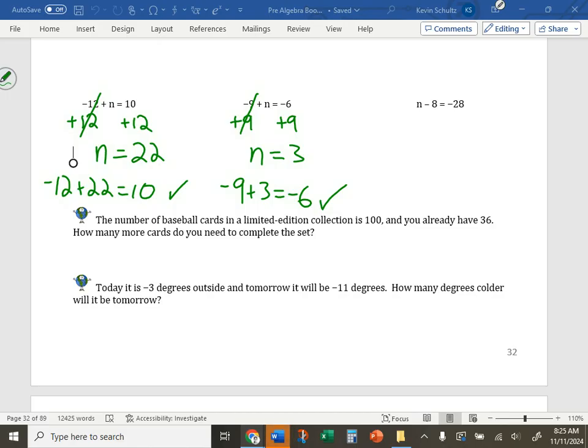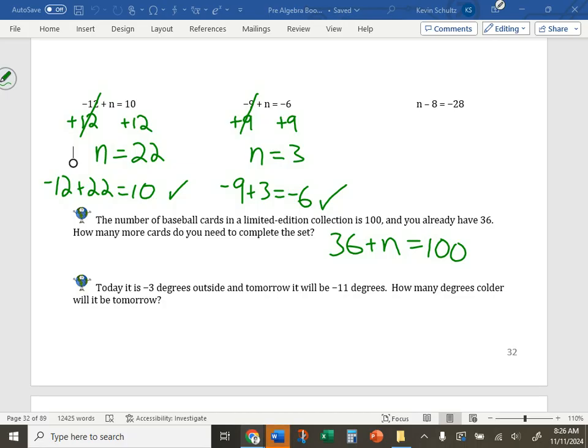You also have 2 word problems down at the bottom. It says the number of baseball cards in a limited edition collection is 100, and you already have 36. How many more cards do you need to complete the set? Okay, a question like this is solving for a variable, right? Because if you already have 36 cards and you need some other number of cards to total 100, this is the equation that's being solved here, right? 36 plus what will get me all 100? You probably wouldn't think about it like an equation, but that's kind of what's going on here, okay?